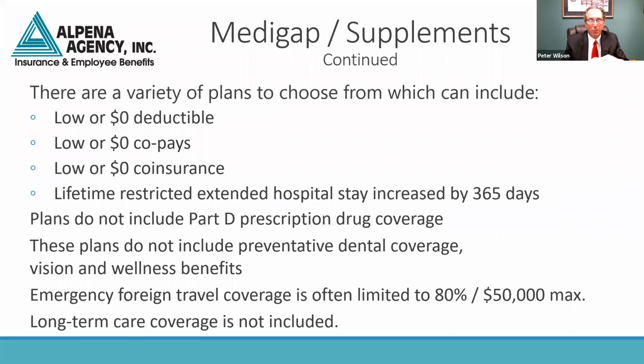The Medigap plans don't usually include any preventative dental coverage or vision or wellness like the Advantage plan. So you're still going to pay out of pocket to go to your dentist or for vision. Emergency foreign travel coverage is often available, but limited to an 80-20 split. So you would pay 20% of the bill, and they would pay 80% of the bill up to $50,000. And similar to the Advantage plans, this is not long-term care coverage. This is not custodial coverage.